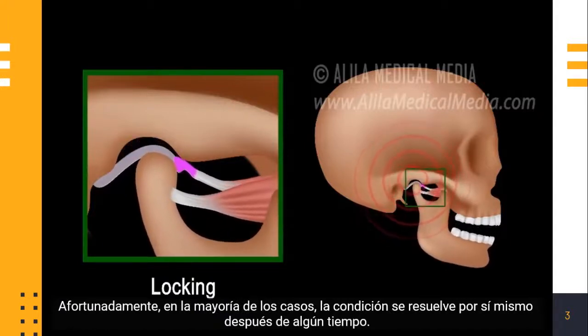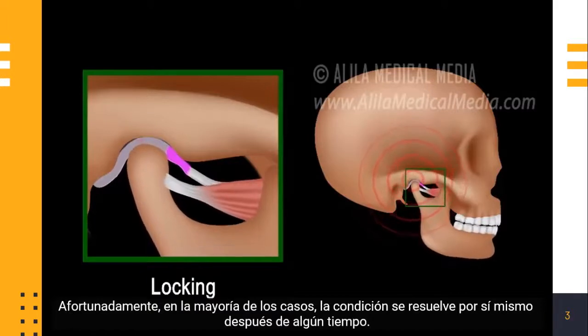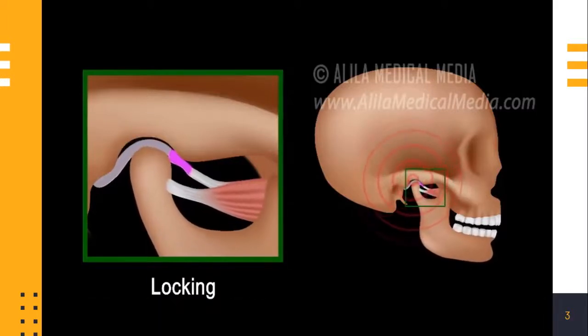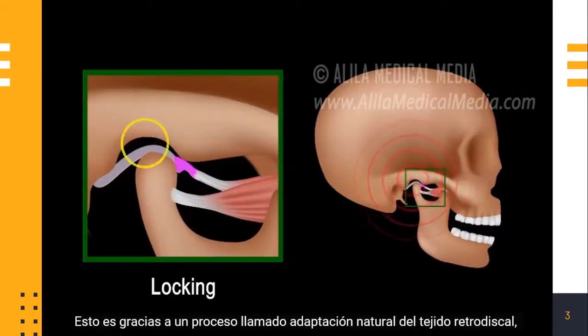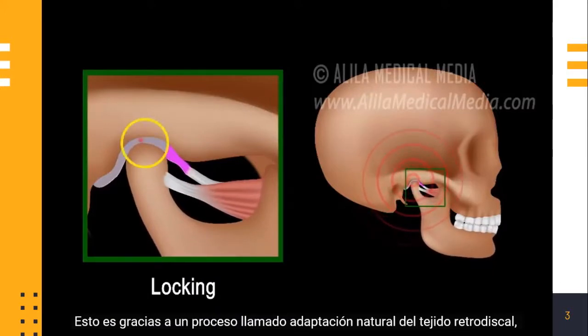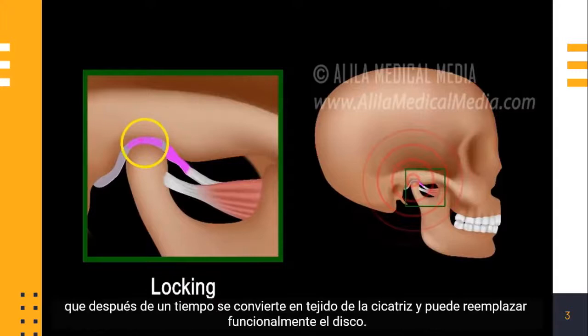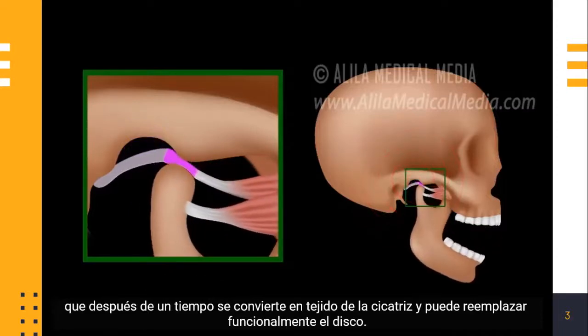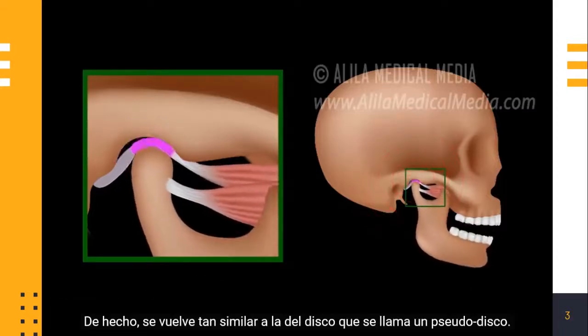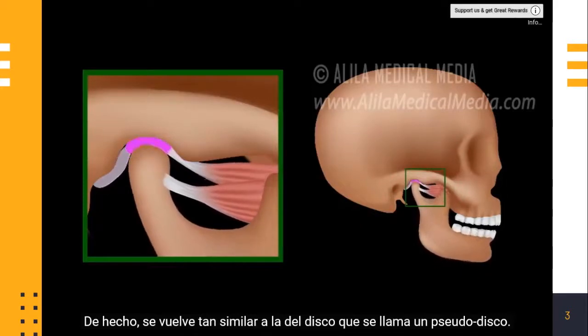Fortunately, in the majority of cases, the condition resolves by itself after some time. This is thanks to a process called natural adaptation of the retrodiscal tissue, which after a while becomes scar tissue and can functionally replace the disc. In fact, it becomes so similar to the disc that it is called a pseudodisc.